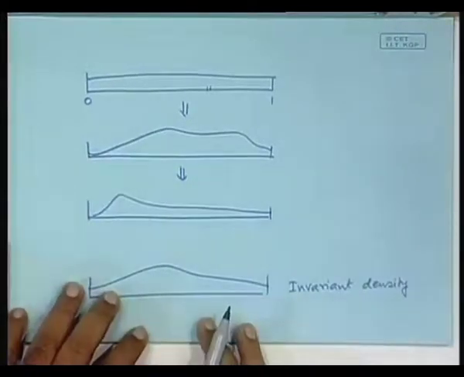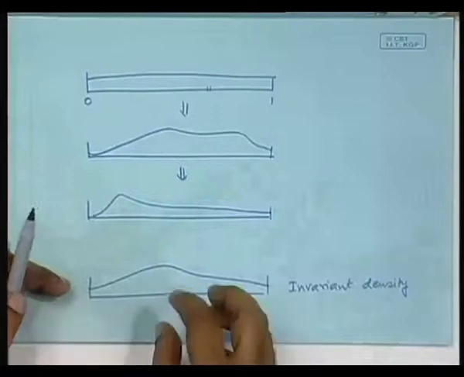The invariant density, when you operate on it by that operator, will give me the same invariant density. What does it mean? It is a fixed point. It is a fixed point of that operator. The invariant density is the fixed point of that operator. Okay. So let me write down what we said. This operator is called the Frobenius-Perron operator.